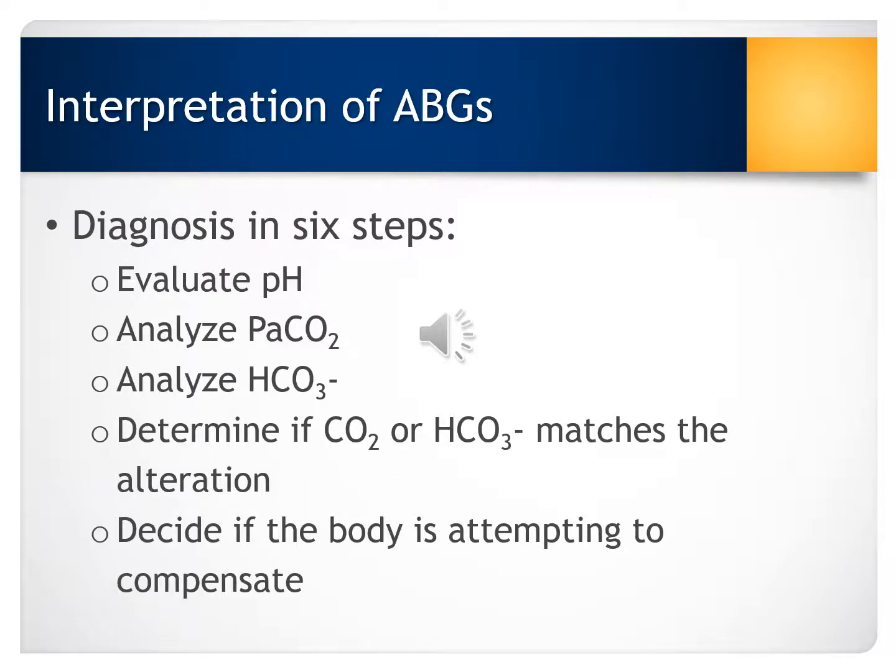There are 6 steps in the diagnosis and interpretation of ABG values. First, you evaluate the patient's pH level. You're going to analyze the PaCO2, which is the partial pressure of carbon dioxide in arterial blood. You're going to analyze the bicarbonate level. You're going to determine if the carbon dioxide and the bicarbonate level matches the alteration, and then you'll decide if the body is attempting to compensate.